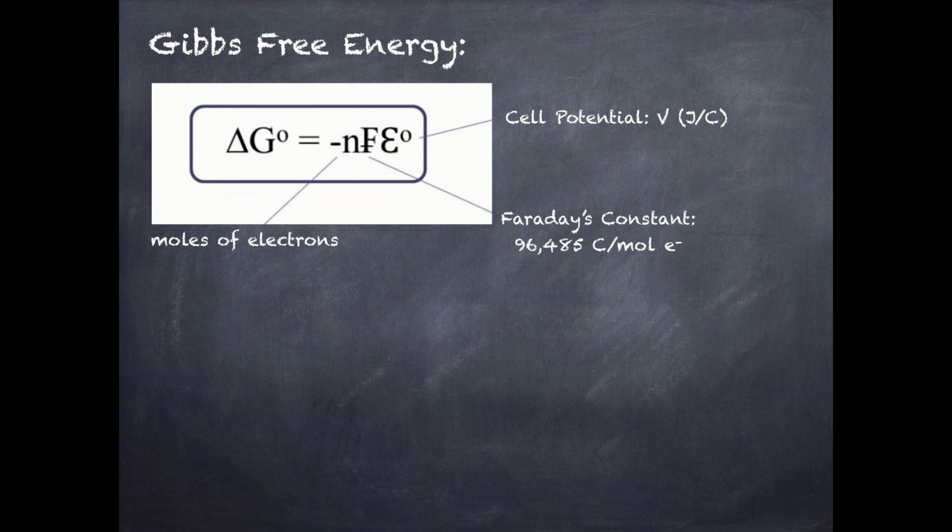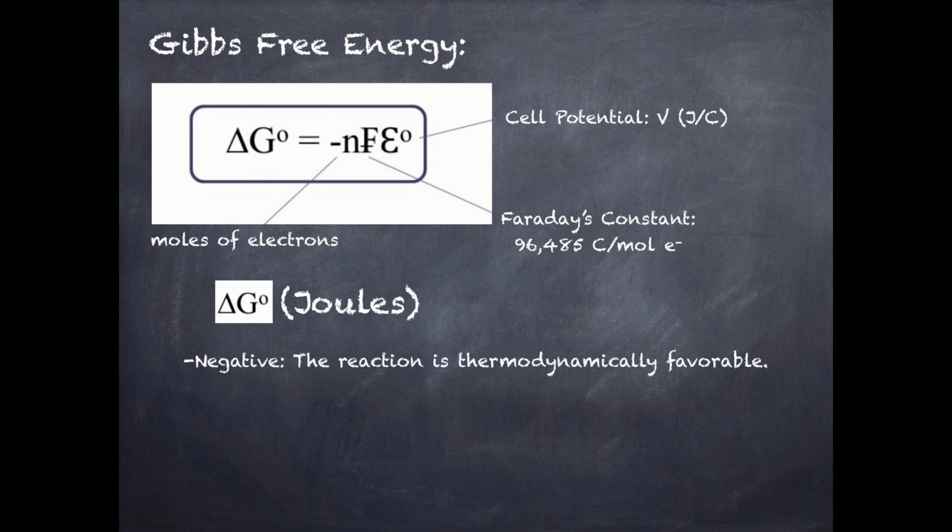Okay? All right, so what does Gibbs free energy have to do with whether or not a reaction is spontaneous or whether it is thermodynamically favorable, as we say? Well, if your delta G, which is measured in joules, is negative, then the reaction is going to be thermodynamically favorable. Now, this makes sense based on what I just talked about with cell potential. If your cell potential is positive, Faraday's constant will always be positive, n will always be positive, which means your delta G will be negative.